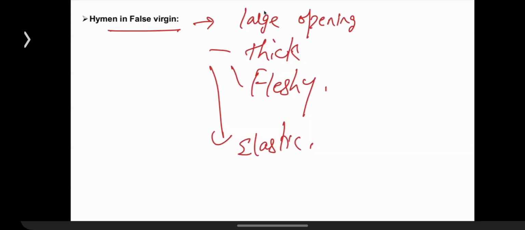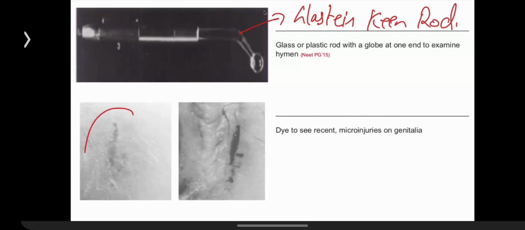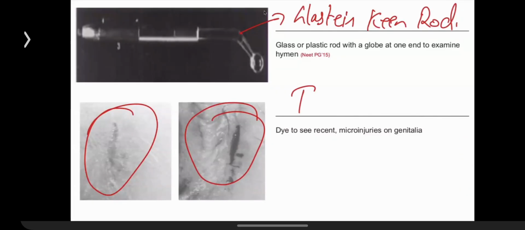Okay. This is Glaister Keen rod to see the hymen. Initially the injury is not visible, later on it becomes visible. Which dye is used? Toluidine dye.